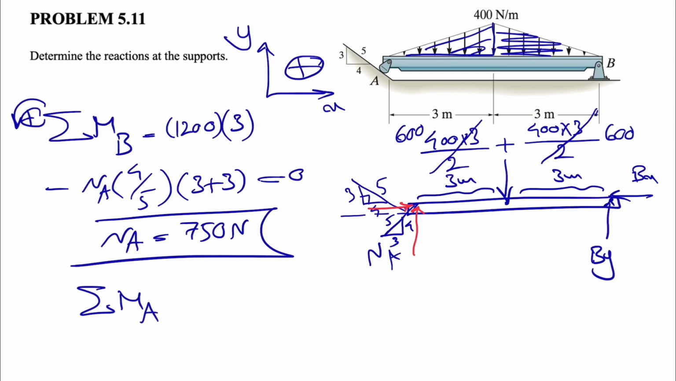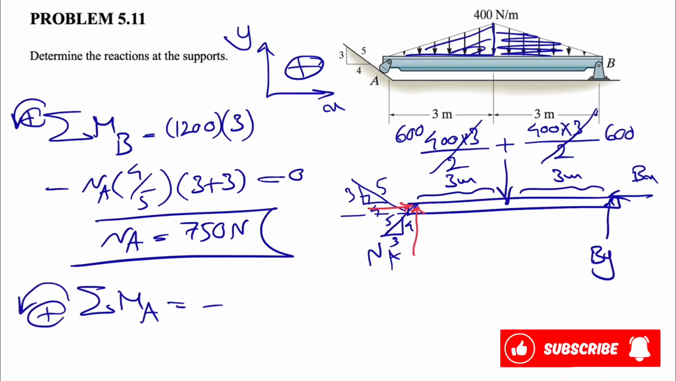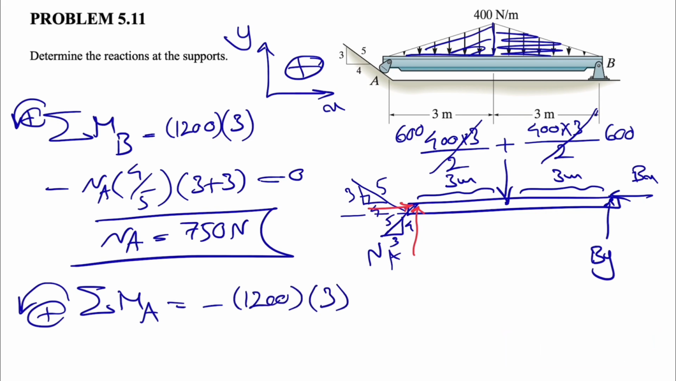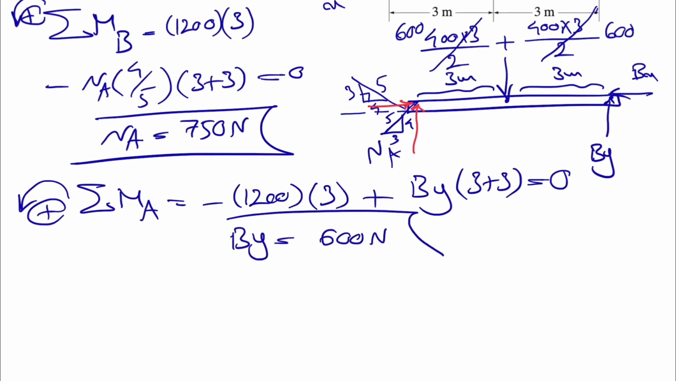There are two more left, BX and BY. If we take the moment about point A, we can cancel out BX, so we'll end up having BY as the only unknown. Same thing, this time we have the moment of the distributed load, and since it's counterclockwise, this time it will be negative. So we have negative 1200 times the distance, which is 3, and we have the moment of BY, and the distance will be 3 plus 3, which is 6. From here we can find BY, and we'll find BY is 600 Newton.